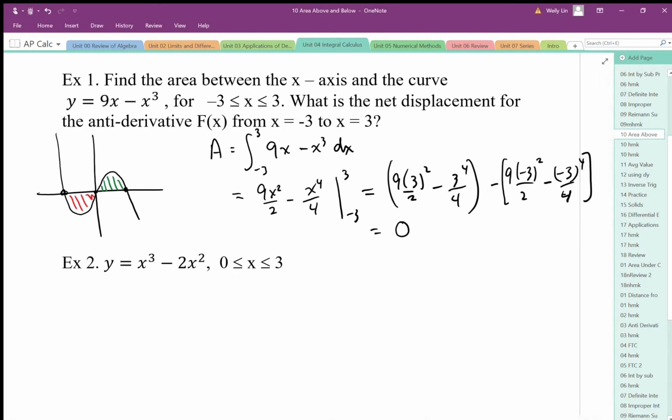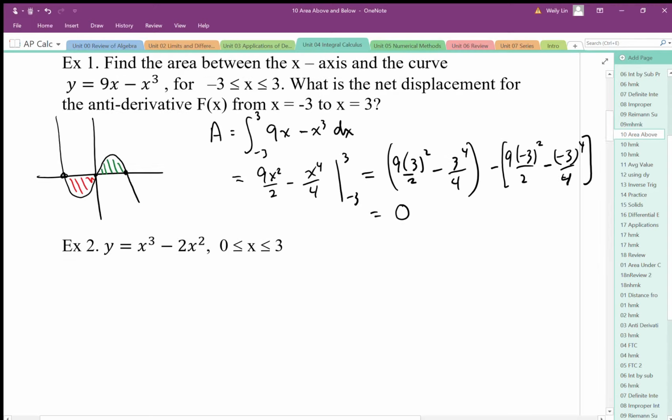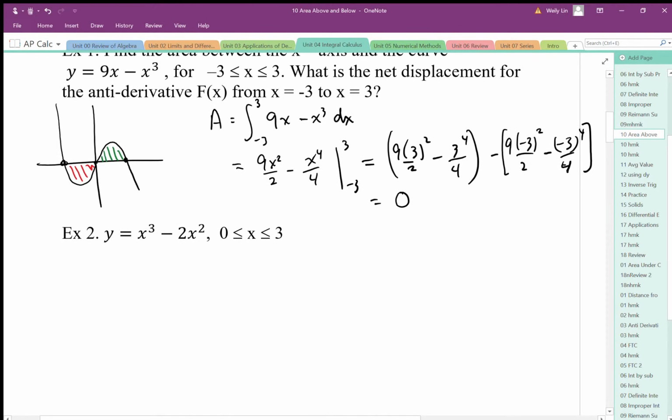When are we looking at net displacement, where the negative area counts against the positive area, or when we're talking about area? So in this case, the question is asking about net displacement. So we're just going to worry about the antiderivative and just plug into the antiderivative. No problem. They cancel out, and that's what we expect.